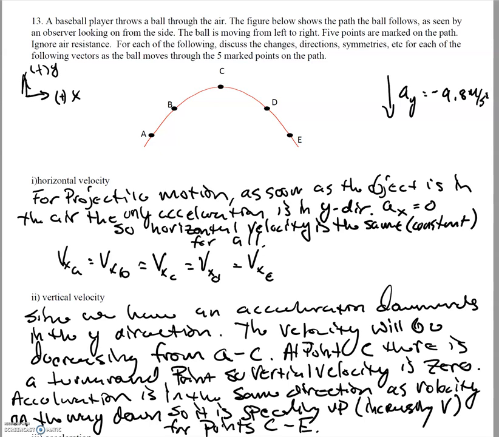So continuing on, we have problem 13. A baseball player throws a ball through the air. The figure below shows the path that the ball follows. The ball is moving from left to right. And we're given these 5 points.